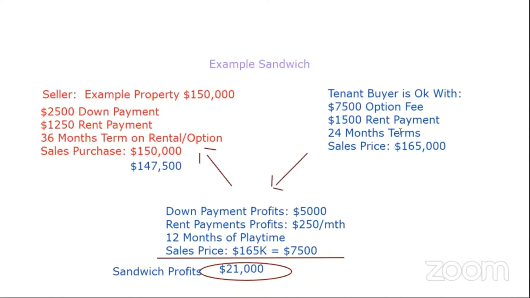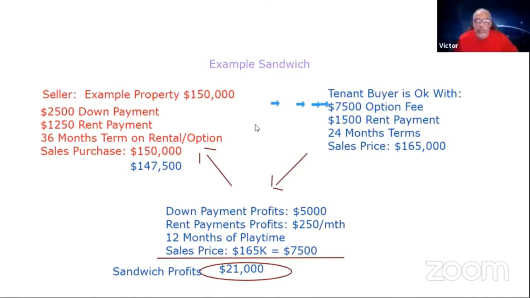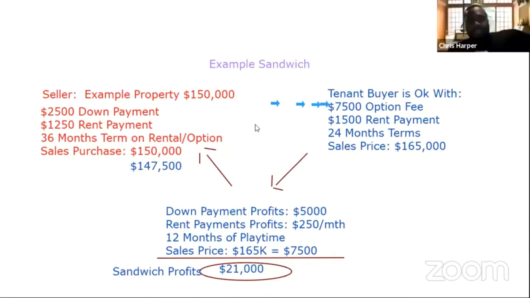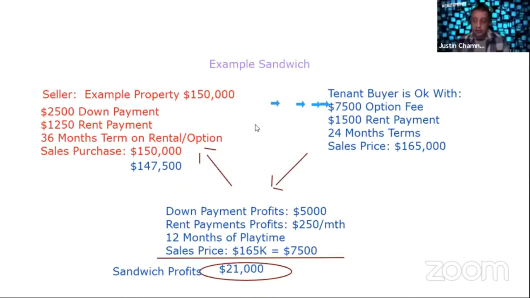Yeah, no. The sales price is 165. But we're assuming here that the tenant buyer is only giving us 7,500 in cash. Then you don't even charge the higher sales price either. You just add the spread to the seller. You add your option fee to the price. Yeah, you just add the option fee part. That's how an assignment works.